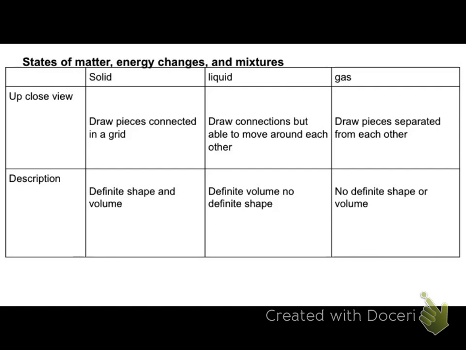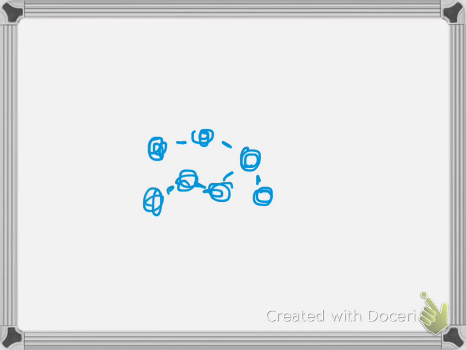As we move over to liquids, they have the same volume, but their shape is able to change. So they have a definite volume, but no definite shape. If I was to draw you an up-close version of that, then you would have these atoms, the same atoms as before, but now they're more loosely arranged, okay? Which means they have the ability to move around each other much more easily.